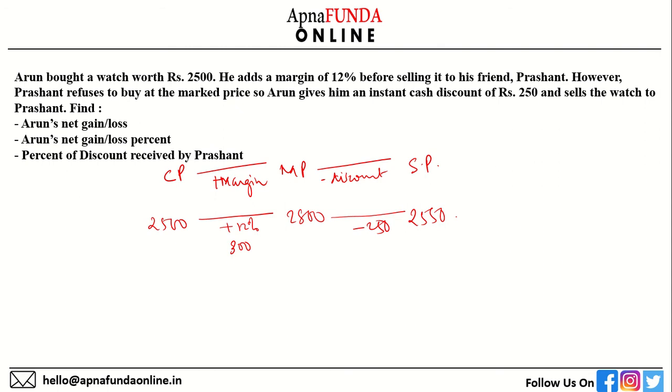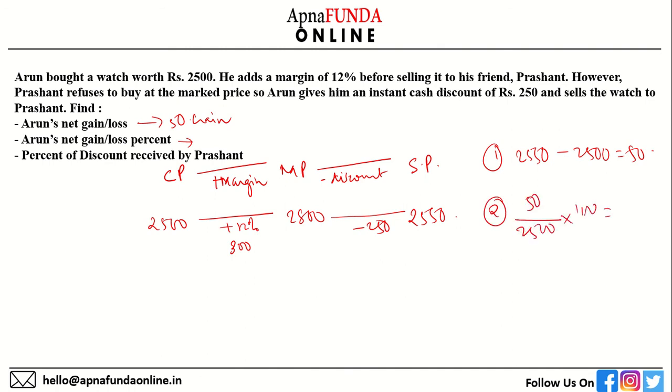Arun's net gain or loss is the first part. 2550 minus 2500. This is 50. So Arun's net gain or loss is 50 rupees only. This is 50 rupees gain. His gain or loss percent. So second part, we know the gain, we know the cost price. So this will give me the percent. So it is 2% gain.